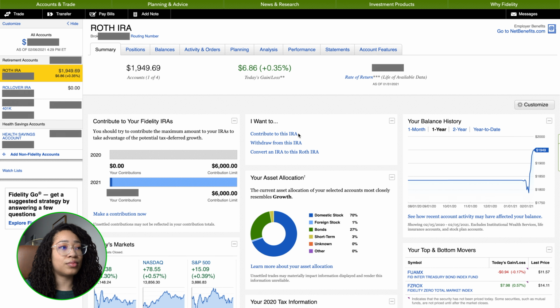So over here, you can see how much you've contributed for each year. Last year, as I said, I didn't contribute, so that's at 0. And then this year, I've started contributing. And this is the limit. So every year, you can put a max of $6,000 into a Roth IRA. And that changes. I think the old limit was like $5,500. But right now, the limit is $6,000.